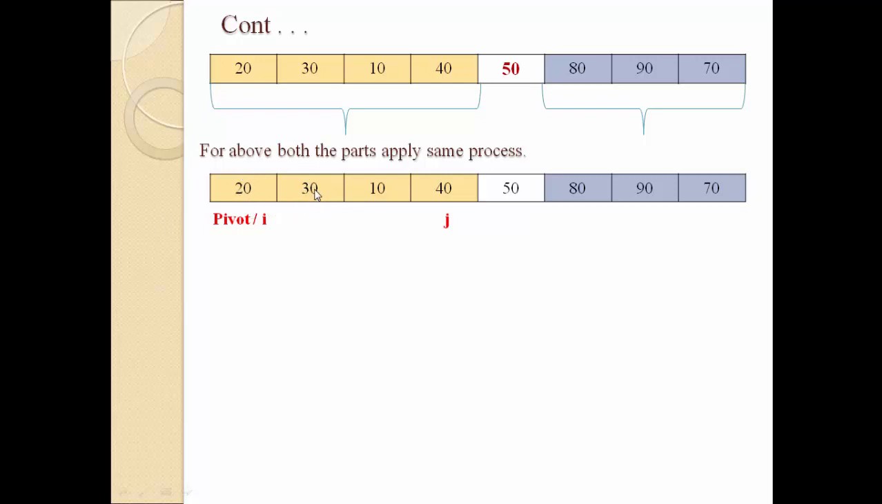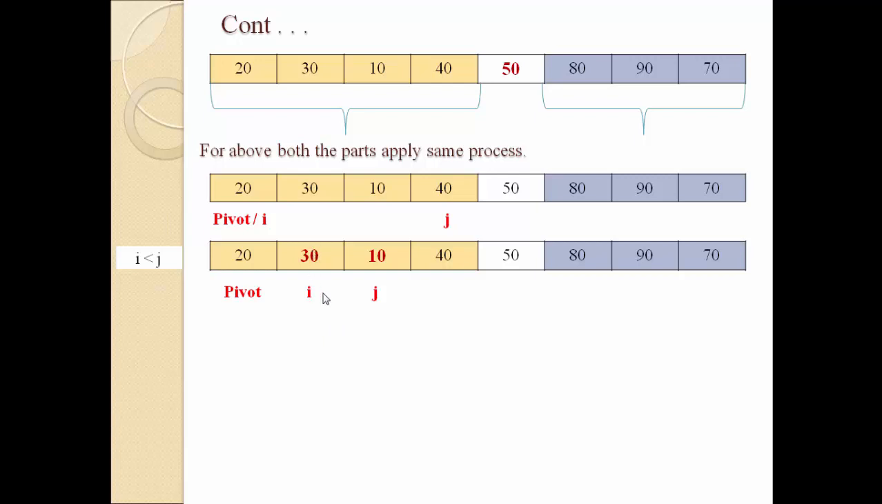So move from left to right. The second value is 30, so 30 is larger than 20. So the next value of I is equal to 1. This is the 0th index, this is the first index, so the value of I is equal to 1. Likewise, we have to move from right to left. We have to reduce the value of J and identify the number which is less than or equal to the pivot. So 40 is larger, 10 is less than 20, the pivot element, so the next value of J will be 2. Right? So this is our I and this is our J.